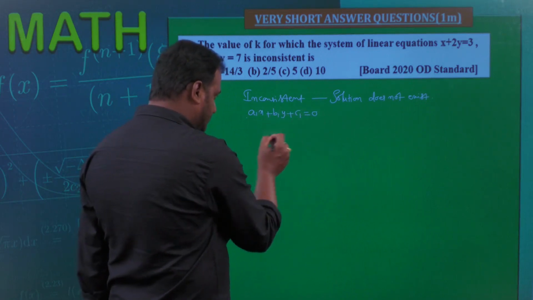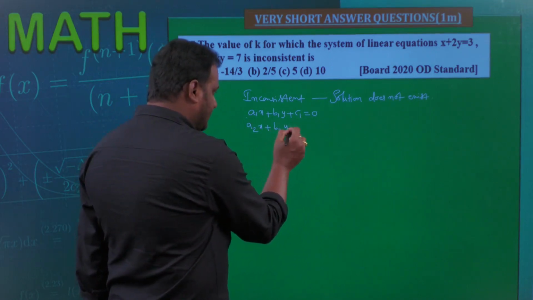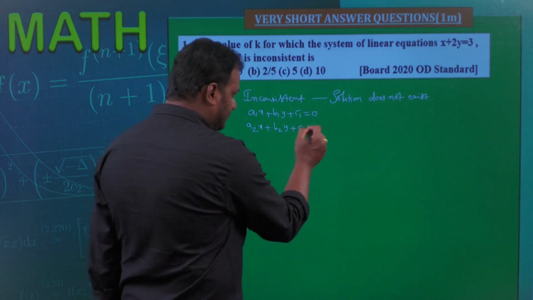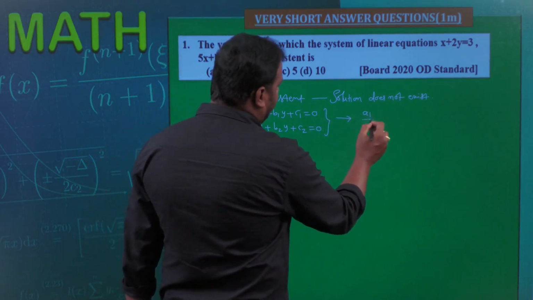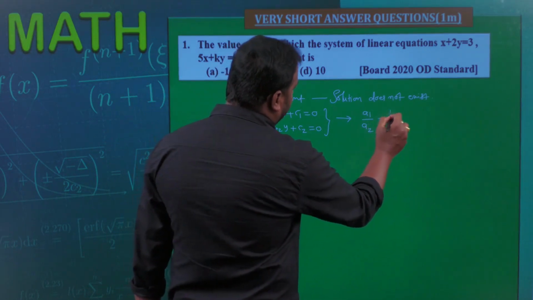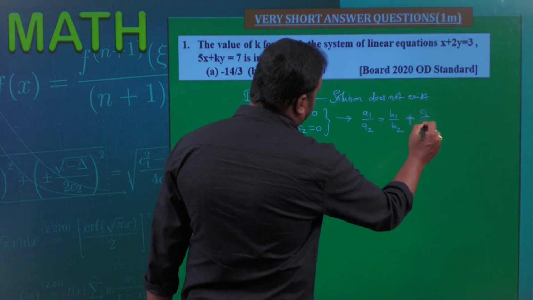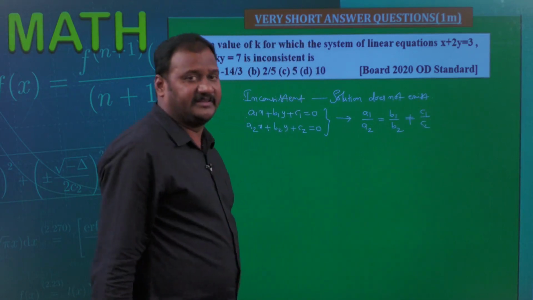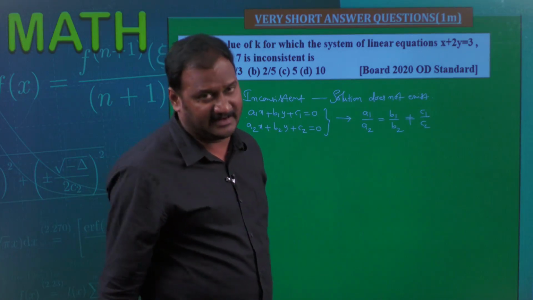So solution does not exist means, suppose if your equations are a1x plus b1y plus c1 is equal to 0 and a2x plus b2y plus c2 is equal to 0, they are said to be inconsistent only when a1 by a2 equals b1 by b2 but not equal to c1 by c2. Then only they are said to be inconsistent linear equations or simply a pair of parallel lines.